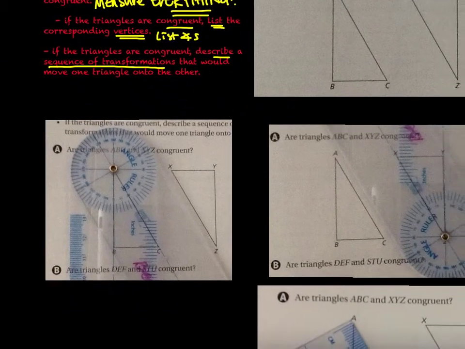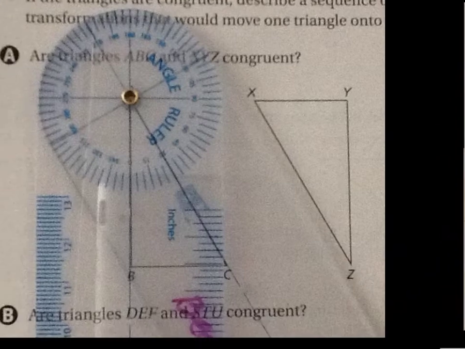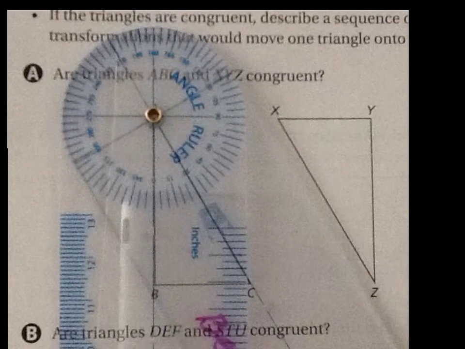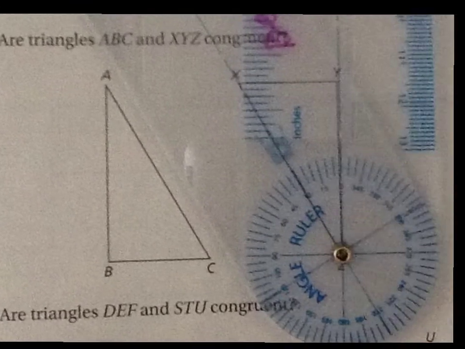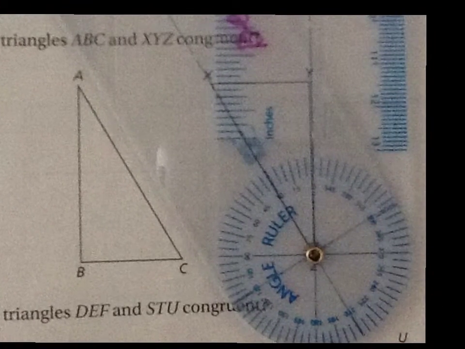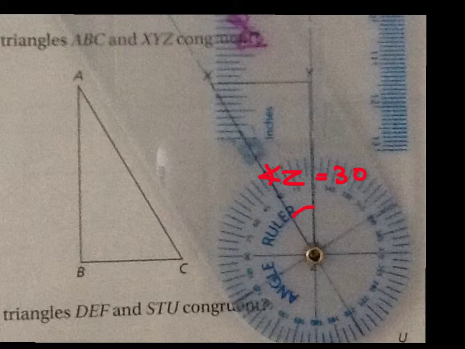I've made a couple of measurements here. I decided to make this measurement on angle A, and I found out that angle A is equal to 30 degrees. So that's kind of cool. I also found that angle Z is also 30 degrees. So we're going to put this information in a table.